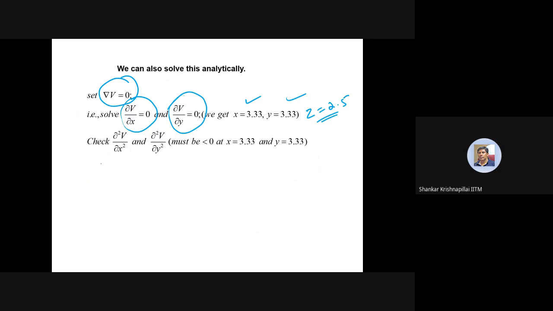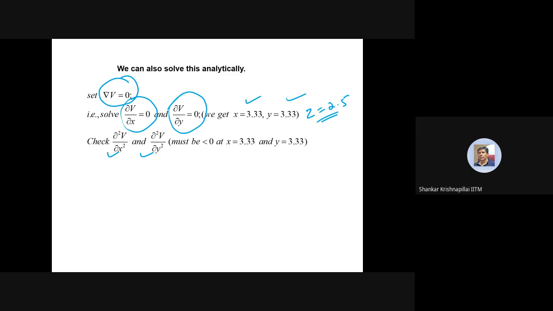Next, you have to check if it is a maxima or minima by checking the second derivatives, that is, partial squared V by partial x squared and partial squared V by partial y squared. They should be negative at x equal to 3.33 and y equal to 3.33. If you substitute, you will actually get negative values.